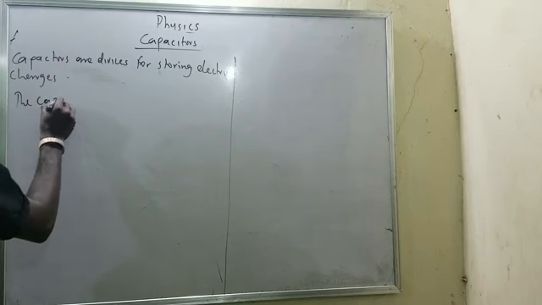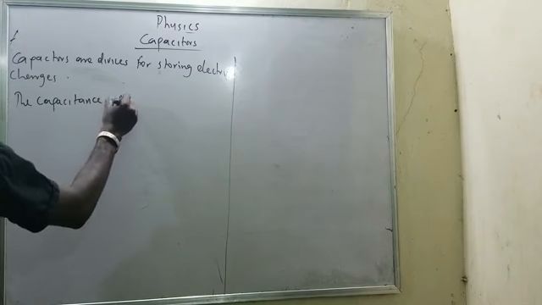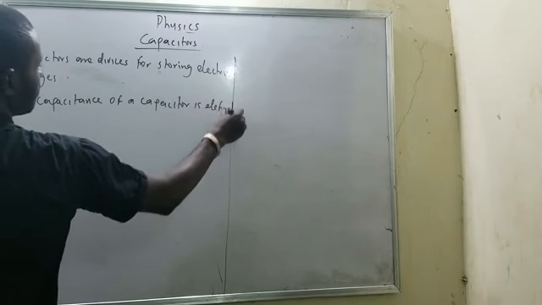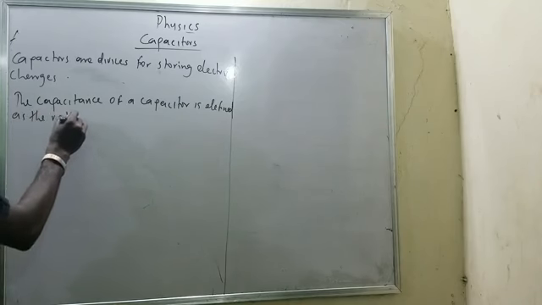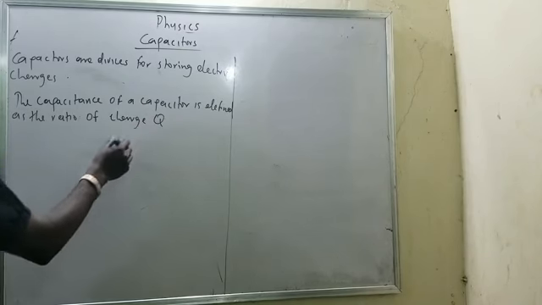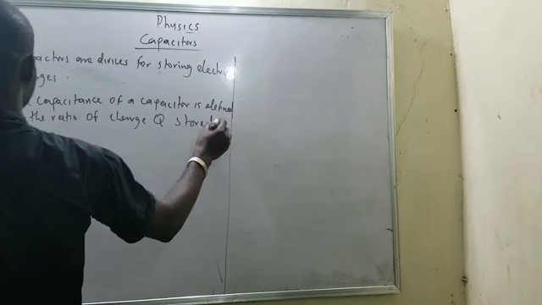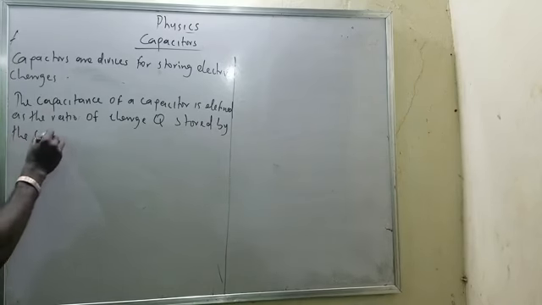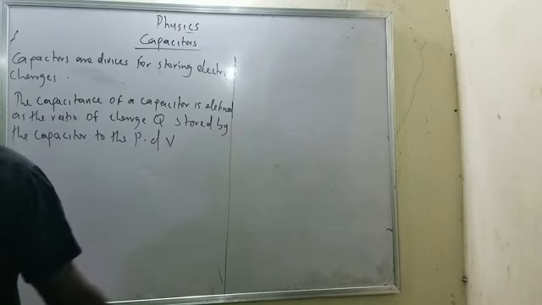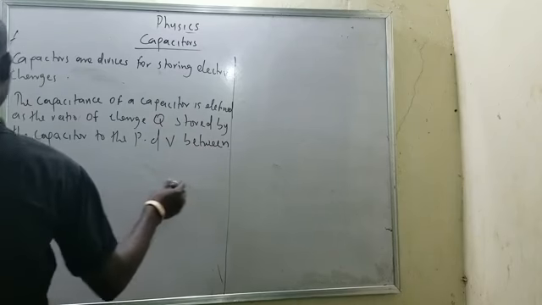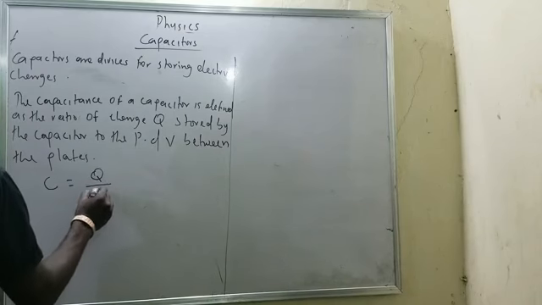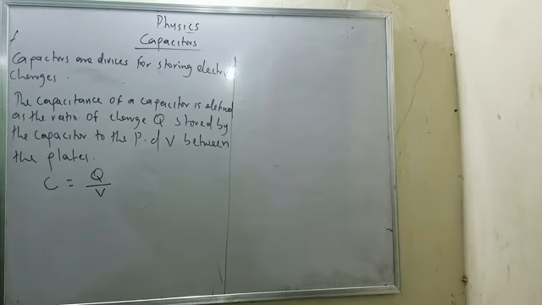Now, capacitance. The capacitance of a capacitor is defined as the ratio of charge Q stored by the capacitor to the potential difference V between the plates. It means C equals Q over V. My C equals Q over V.